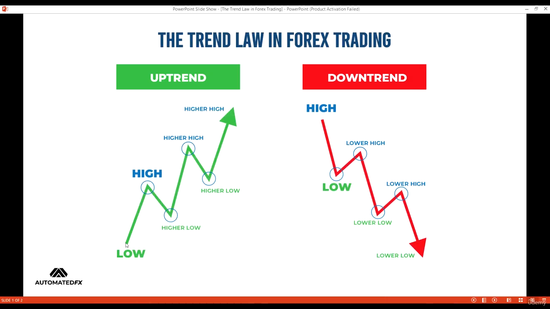But in an uptrend, we have this, and in a downtrend we have this. So for example, in an uptrend, if we have observed and ascertained that the market is in an uptrend, these lower points are opportunities for us to enter the trend. So we can enter here, place a buy trade here, and then try to get out at this point, and then wait for it to retrace.